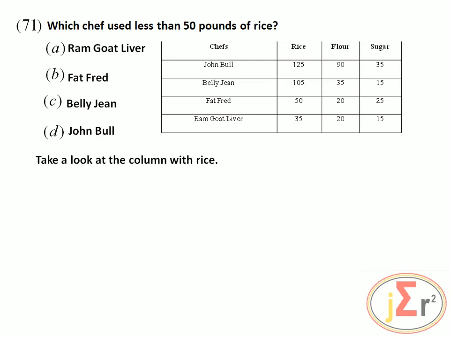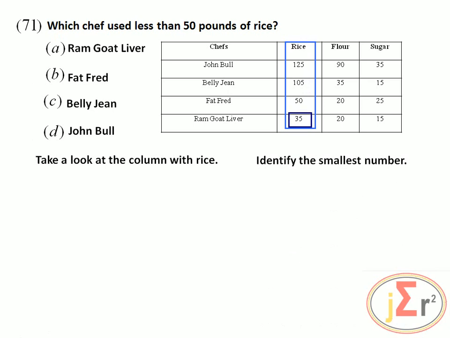Which one used less than 50 pounds of rice? So look at the rice column and see if we can identify the number that is less than 50. What number is in that rice column? So we have 125, 105. Which one is less than 50? So identify the smallest number right there.